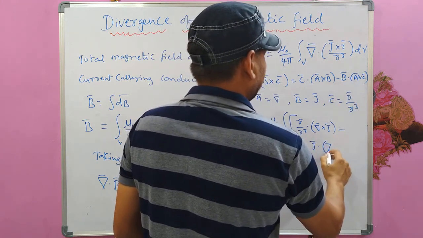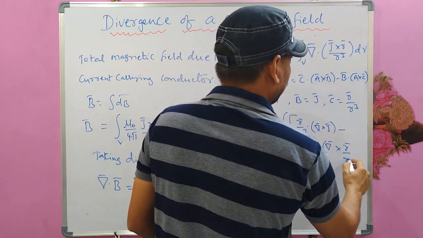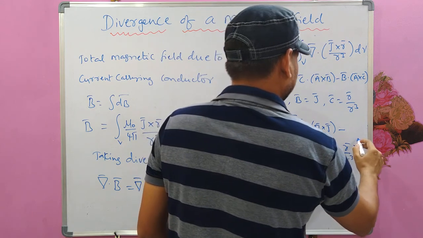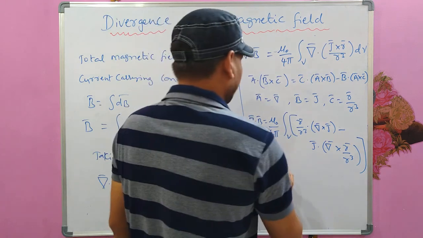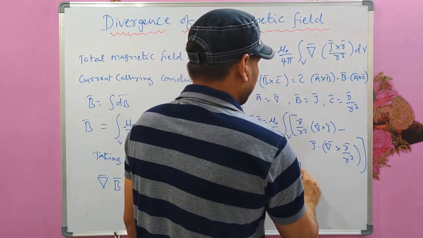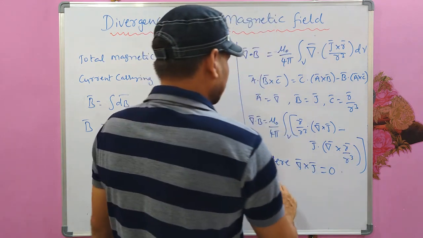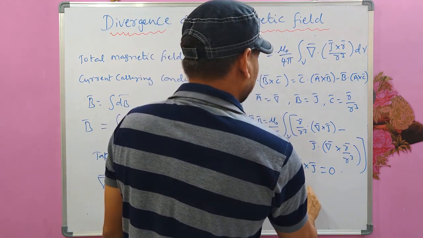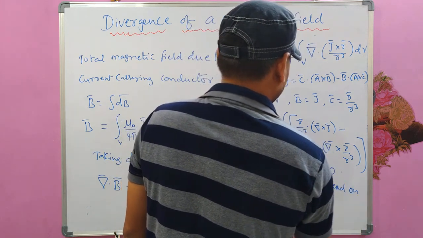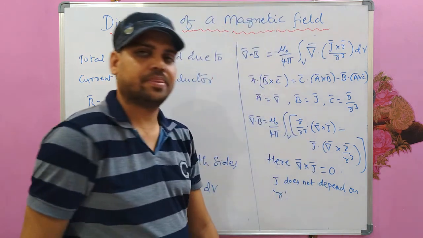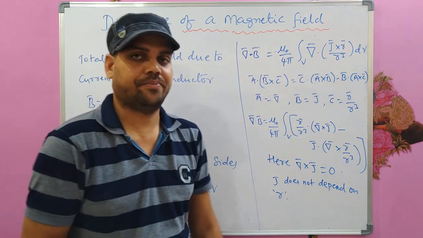A is del bar cross, and C bar is R bar by R cube. If you observe this, del bar cross J bar is equal to 0, because J does not depend on R, because del bar is a differential operator with respect to R.